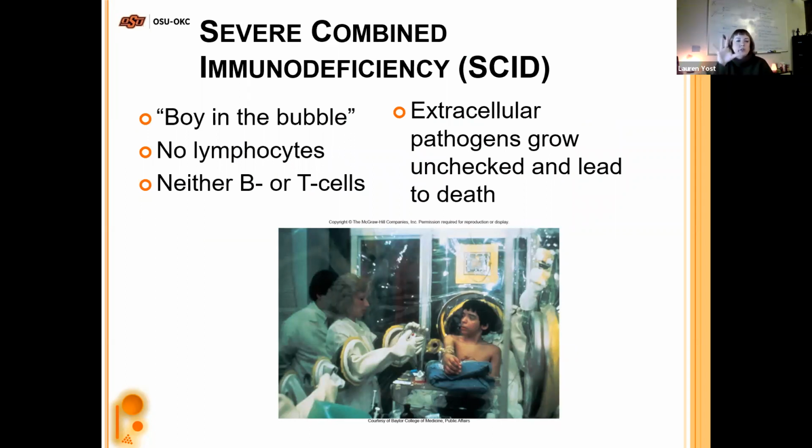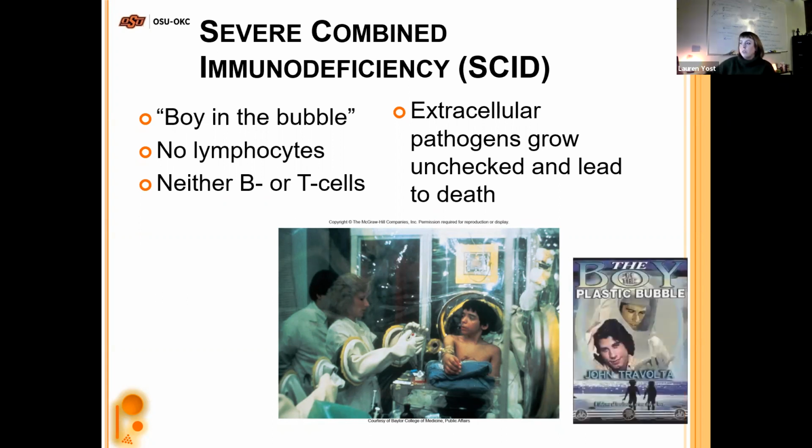So SCID, severe combined immunodeficiency. Boy in the bubble, no lymphocytes at all, no B cells, no T cells, cannot have cytotoxic T cells, cannot have antibody at all. So extracellular pathogens that are introduced to the body will grow unchecked and it will cause you to die. You cannot recover from it. They will not ever be able to be eliminated by your body. You would have to be taking drugs or something to eliminate it. So that's how that works.